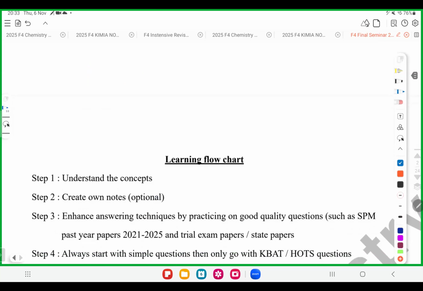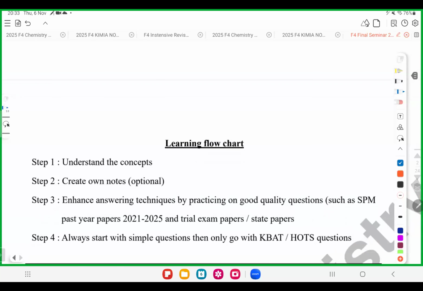Then always start with the simple question, then only you do the KBAT. Building the momentum is important. I don't want you just do the reading and immediately do the hard question. You will lose your confidence. Always start with the easy question first. When you can do the first question, you want to do the second and the third and so on. All right, that's it.